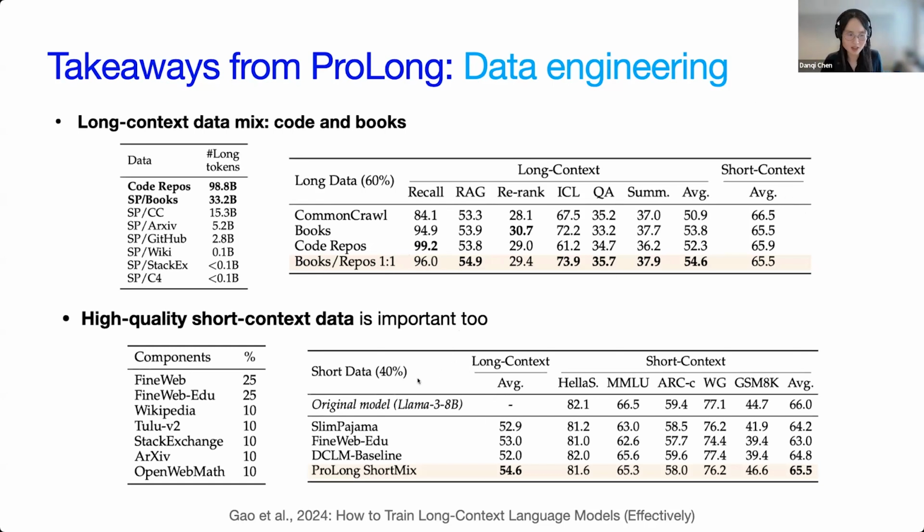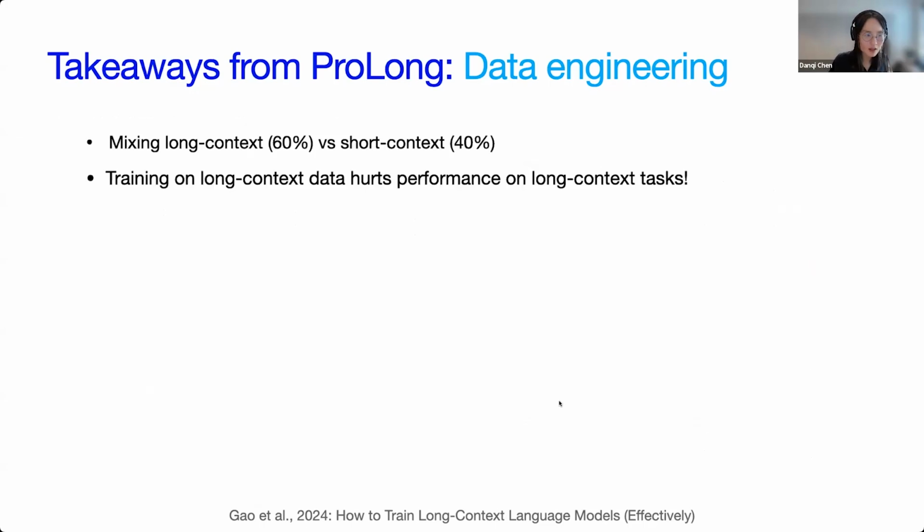So we did ablation studies on a bunch of short context data like SlimPajama, FineWeb, DCLM. But eventually, we proposed our own short context mix. We found that the quality of the short context data matters in the short context task, but also matters a lot in the long context task performance. As you can see, there's a pretty big improvement here if we do the short context data mix correctly.